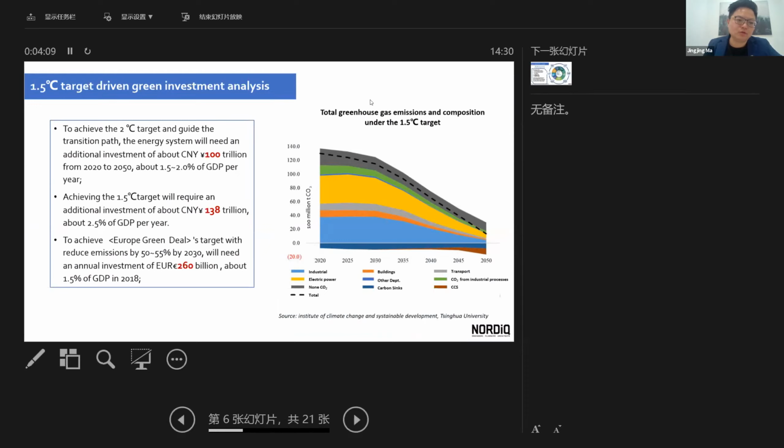And right now, achieving the 1.5 degree target will require additional green investment of around 138 trillion RMB, which is around 2.5% of our GDP per year for the next 40 years. And to achieve the China-Europe Green Deal climate target of emission reduction by 50 to 55% by 2030, this is also an annual investment of 260 billion euros, which is 1.5% of GDP in 2018.